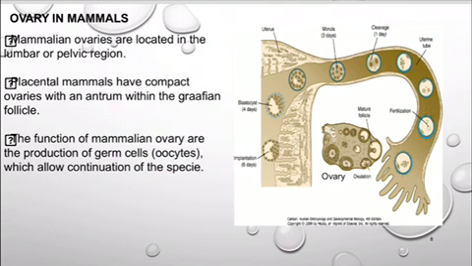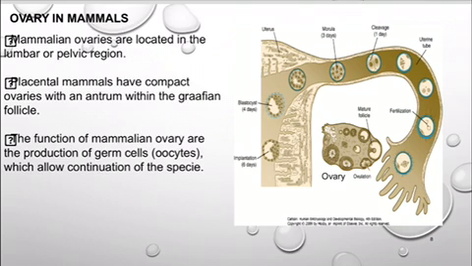What about the ovary in mammals? Mammalian ovaries are located in the lumbar or pelvic region. Don't forget that we have placental mammals with compact ovaries. The placental mammals have compact ovaries like humans. We are placental mammals and we have compact ovaries. These compact ovaries have an antrum within the Graafian follicle.